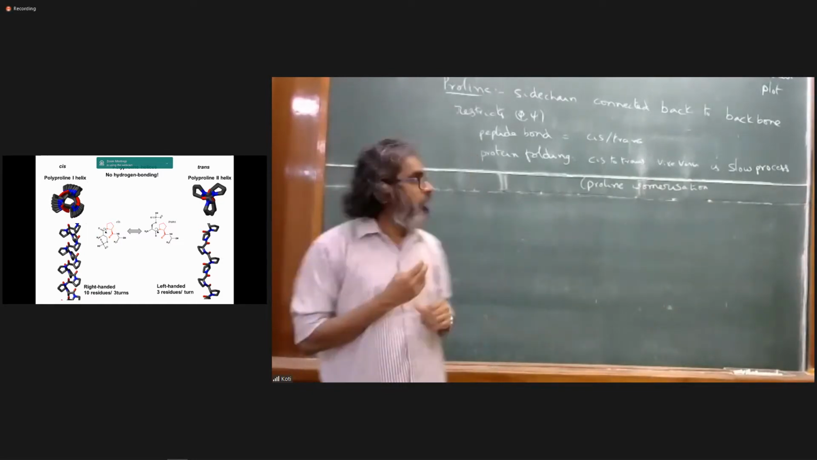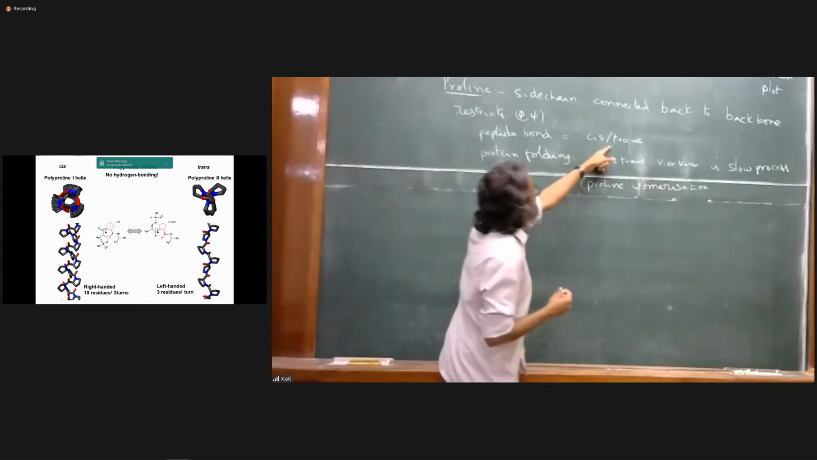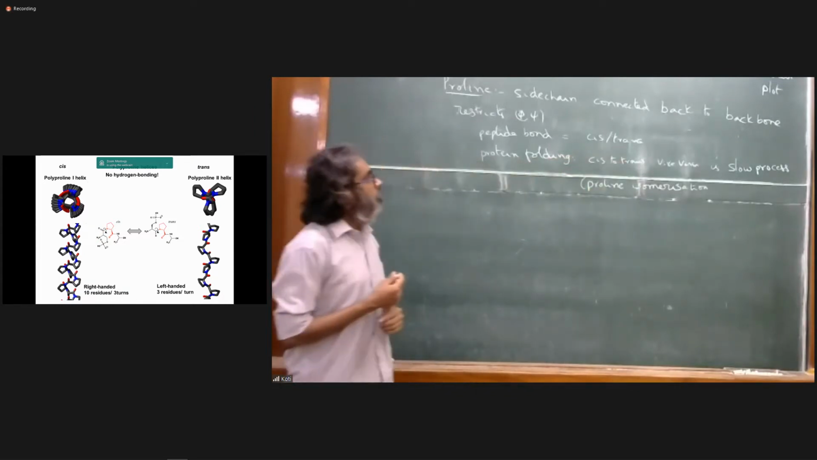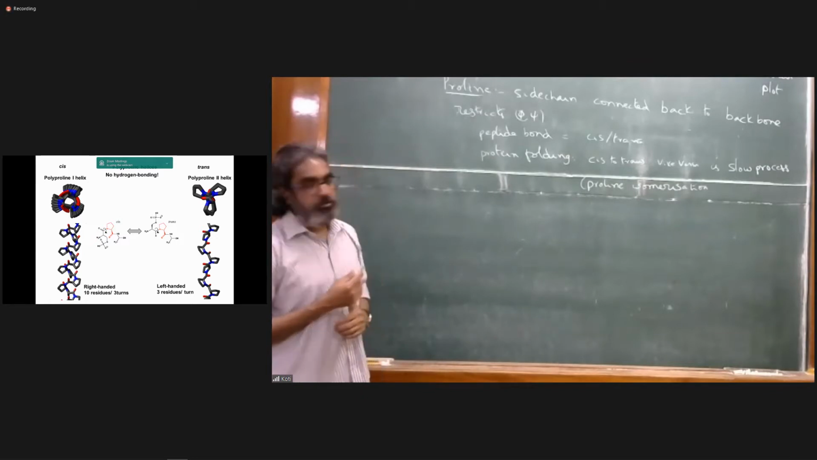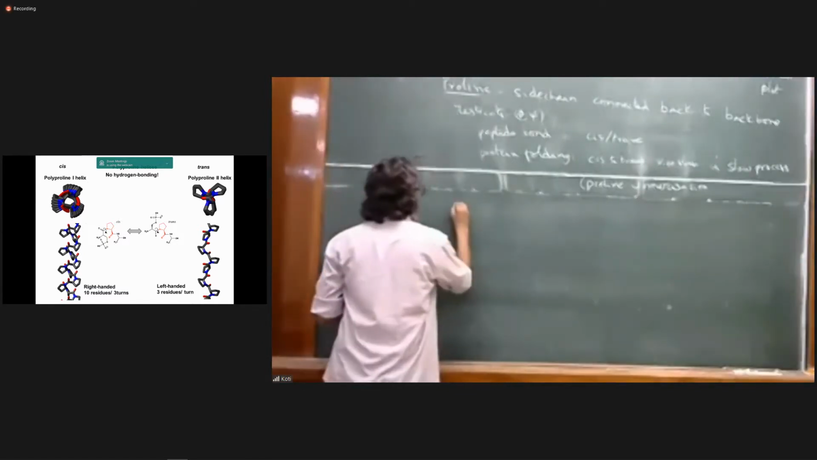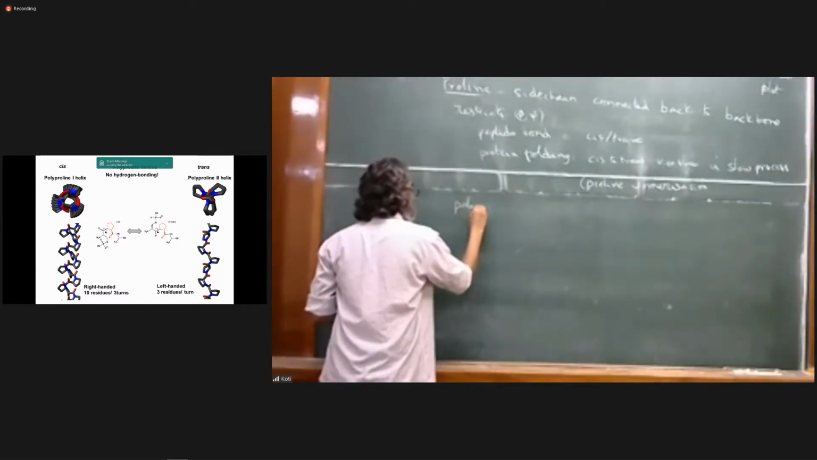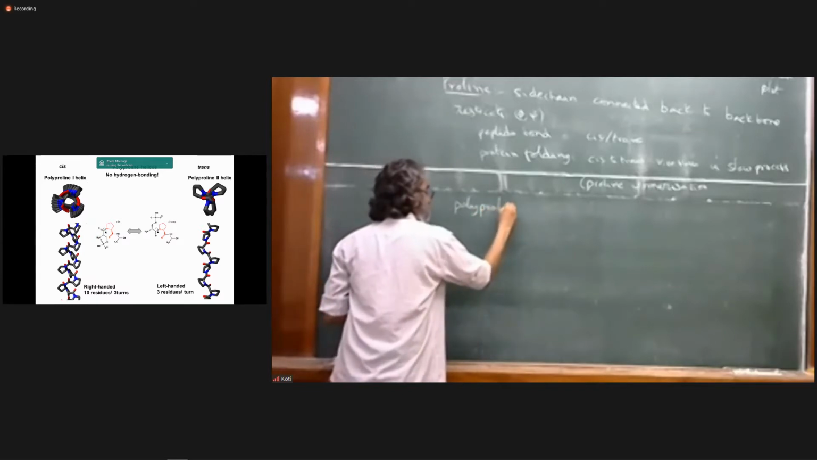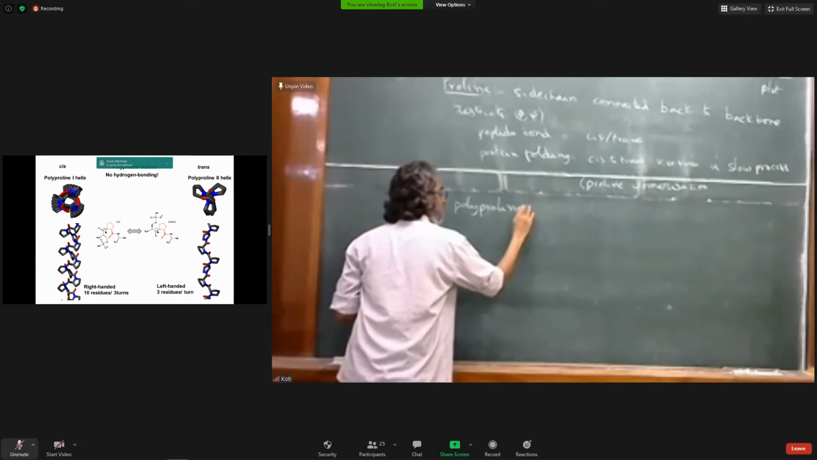Because of cis and trans, proline gets very interesting structures. In the slide I'm showing here, imagine you have a polypeptide consisting entirely of proline residues, polyprolines.